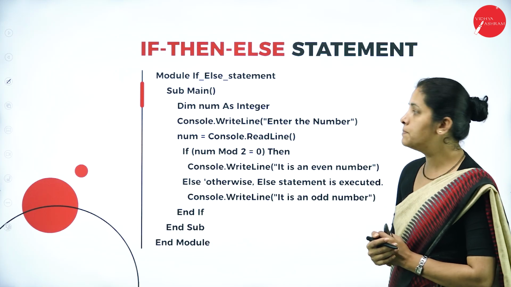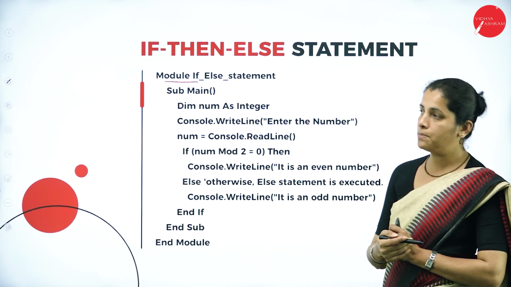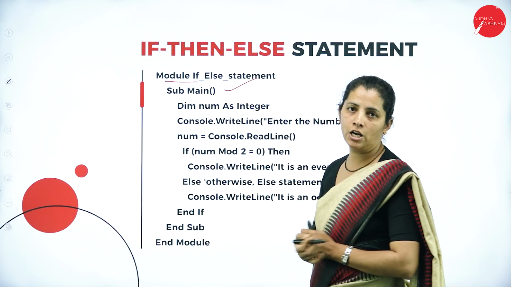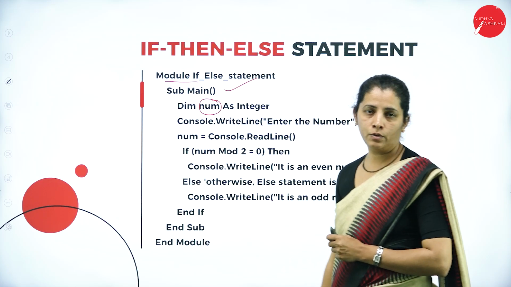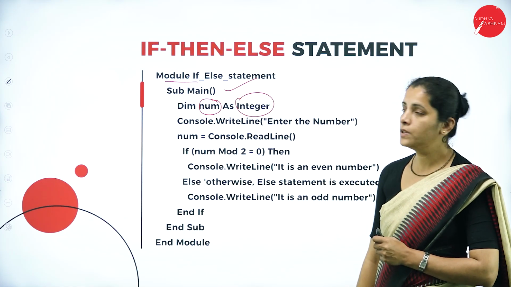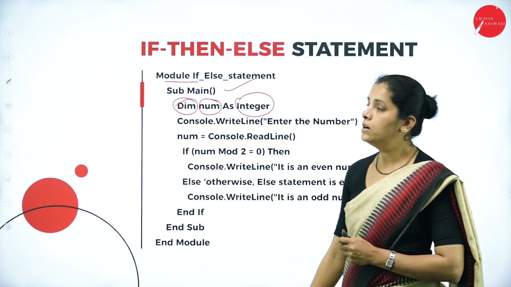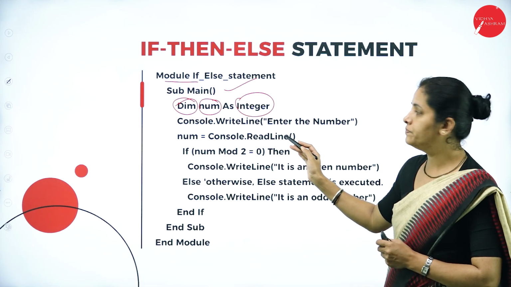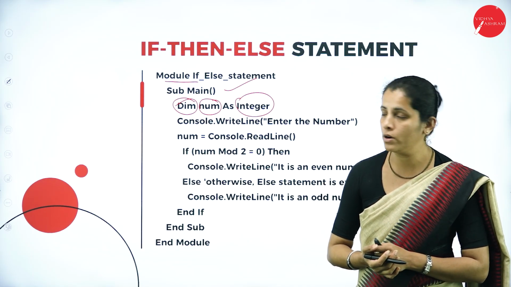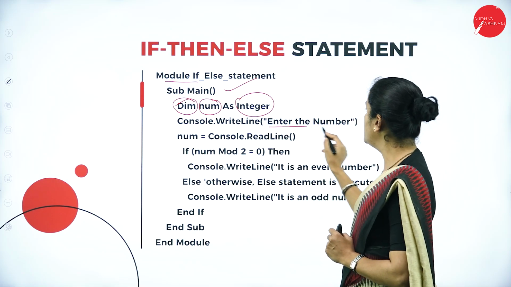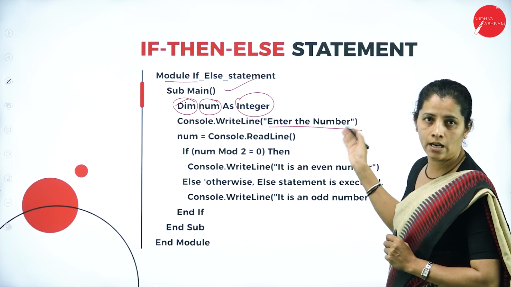Now let me consider a simple example here. What's my module name? That is if else statement, and I'm going to have the main function. Now see here, I'm going to use a number. It's an integer. How am I going to define the variable? By using Dim num As Integer. Now I want to enter the input from the keyboard. For that, I'm going to have the statement, enter the number. So Console.WriteLine, enter the number.